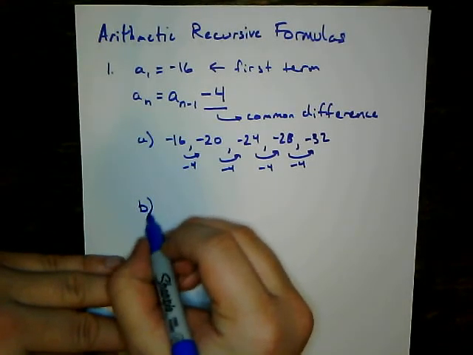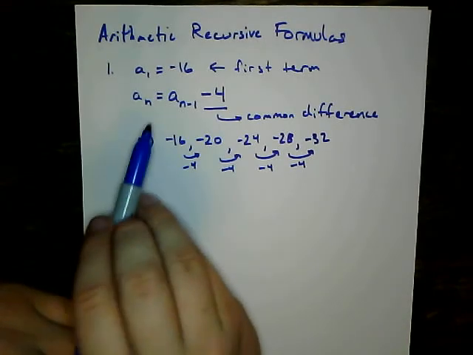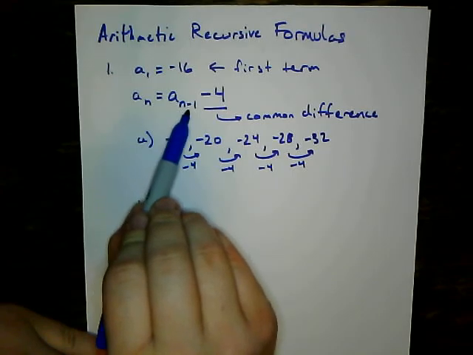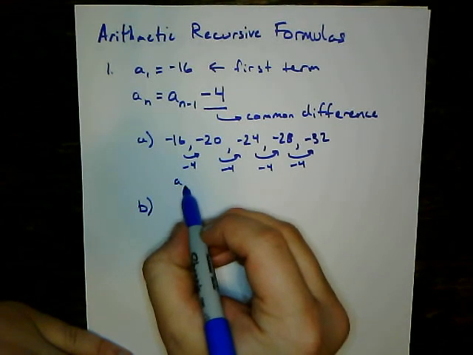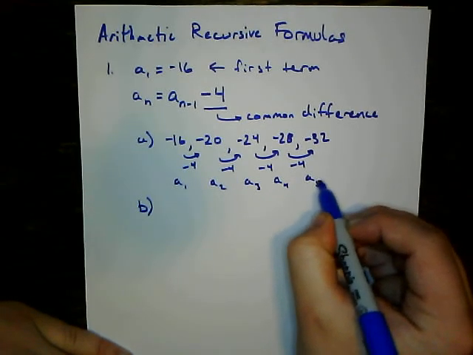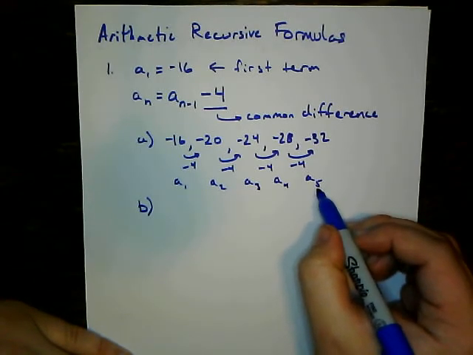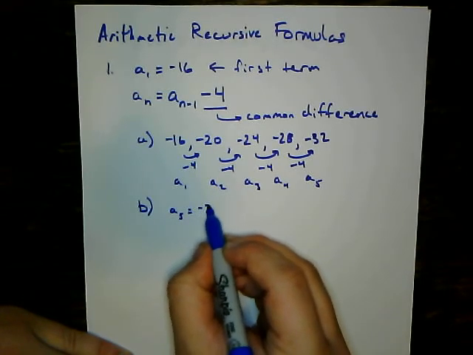Now part B is asking for the 8th term of the sequence. In order to find the 8th term, or A8, we have to know A8 minus 1, which would be A7. But here we just know A1, A2, A3, A4, and A5. We don't know A7. We need to find A6. We have to use A5. So we know that A5 equals negative 32.